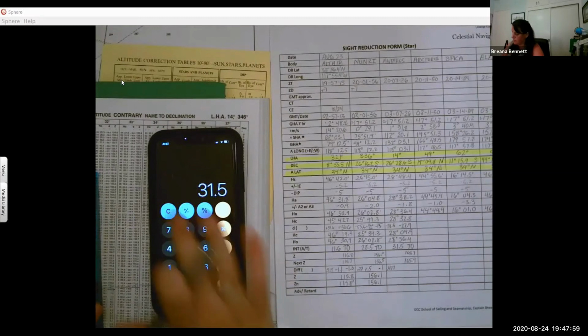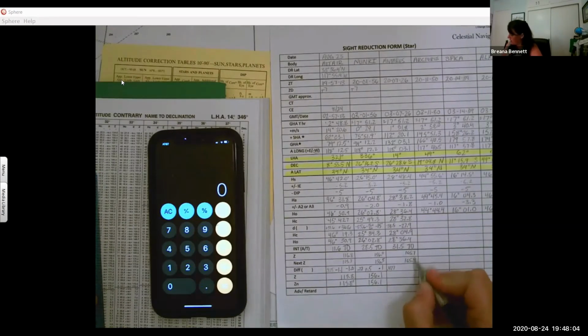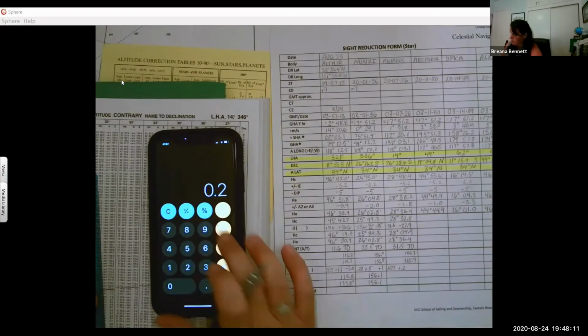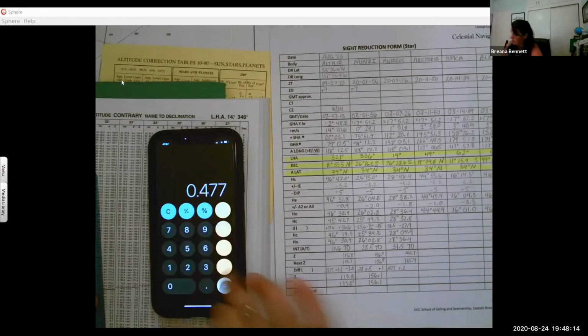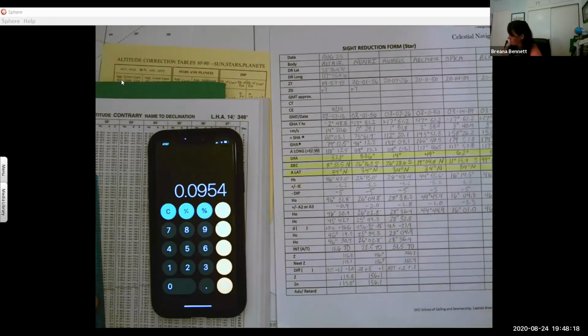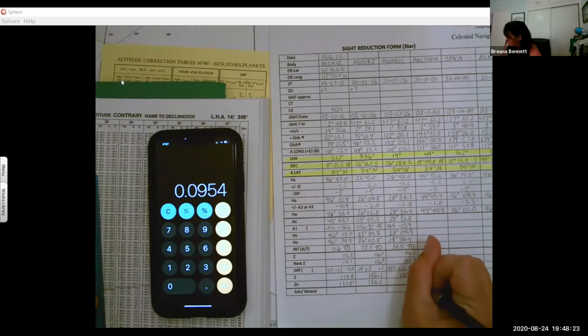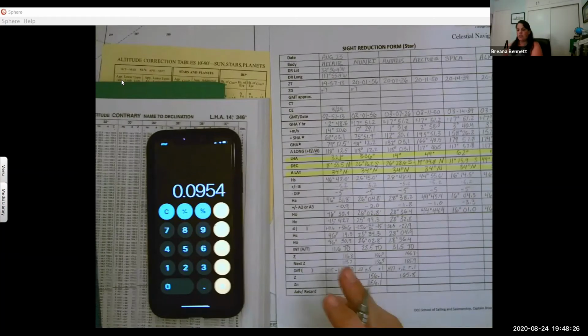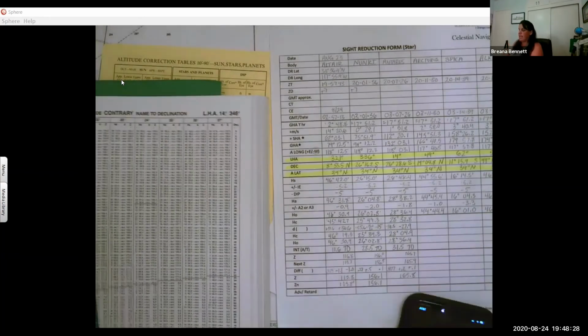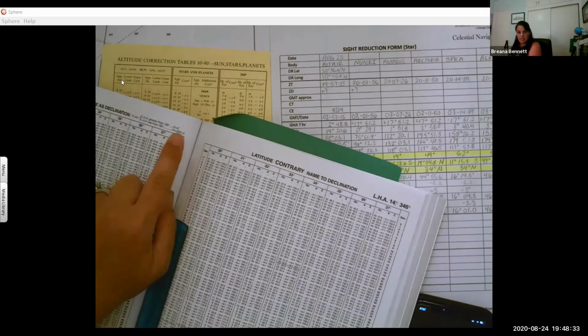There's a lot on this. Okay. Our difference between these are going to be plus 0.2. So 0.2 times 0.477 gives me 0.1. So I'm going to be at 165.8. And now our LHA is less than 180. So we are going to do 360 minus Z.